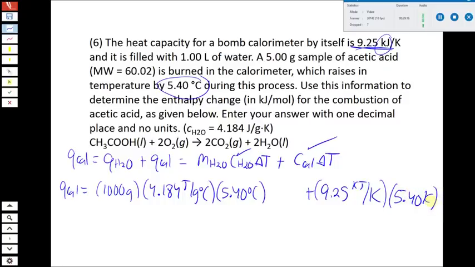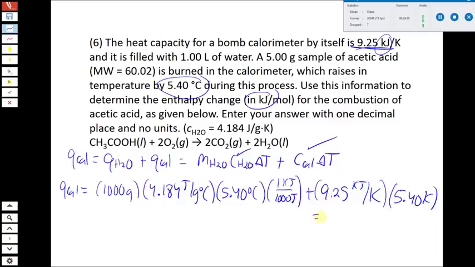But what you'll notice is we have two different units. The heat for the water is in joules right now. The heat for the calorimeter is in kilojoules. Our final answer we want in kilojoules, so let's convert this first term into kilojoules by dividing by 1,000. You could also just calculate these separately and then add them together, but before you add them together, they need to be in the same unit. That's true any time you add.